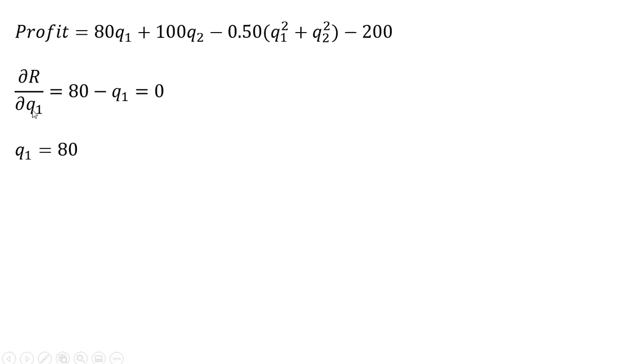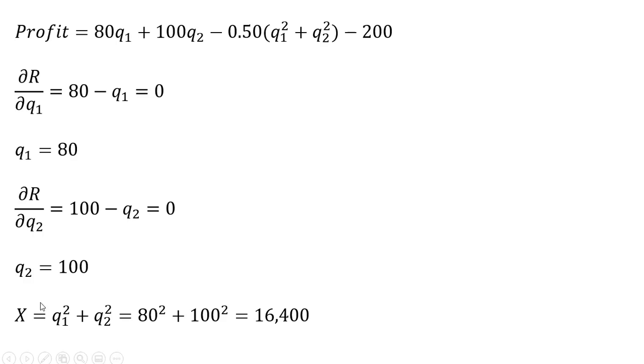As for good 2, we're going to take another partial derivative, but this time with respect to good 2. And we get back 100 minus Q subscript 2 equals 0. Solving for Q subscript 2, the firm will produce 100 units of good 2.